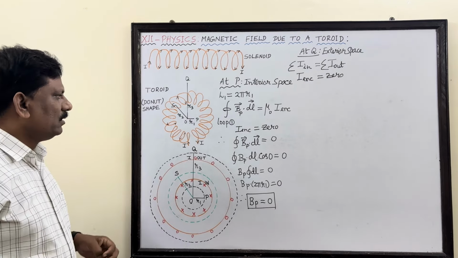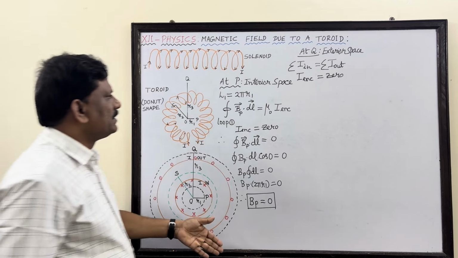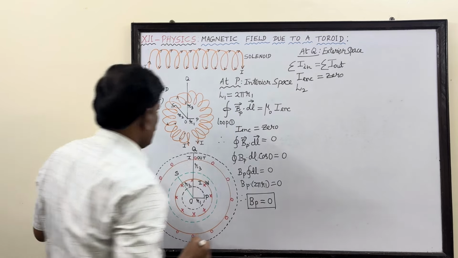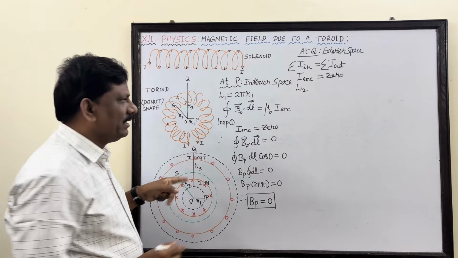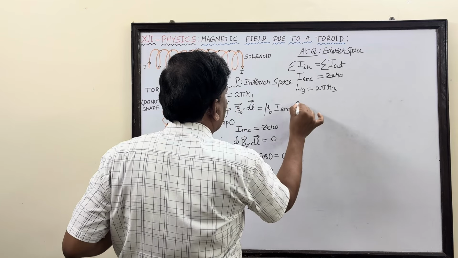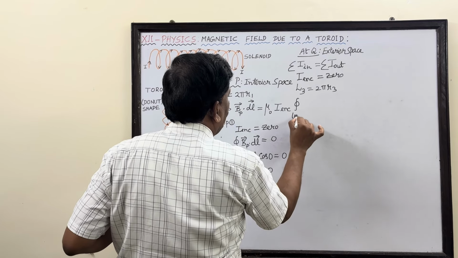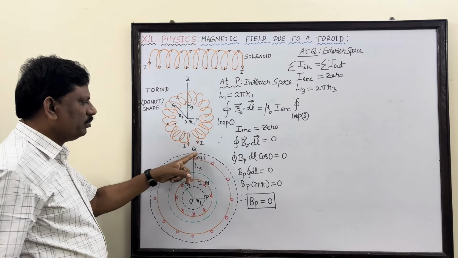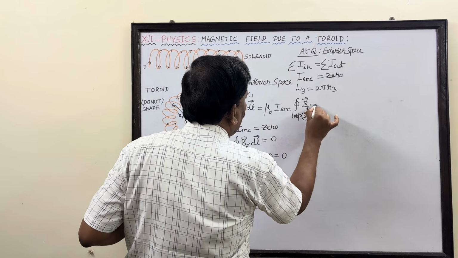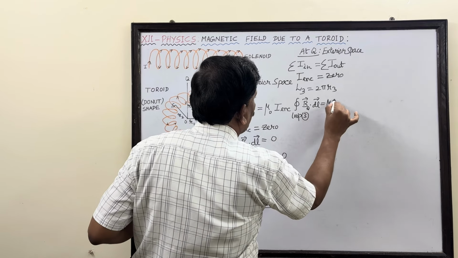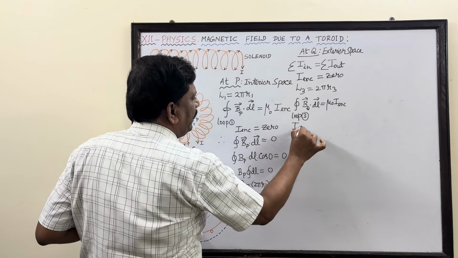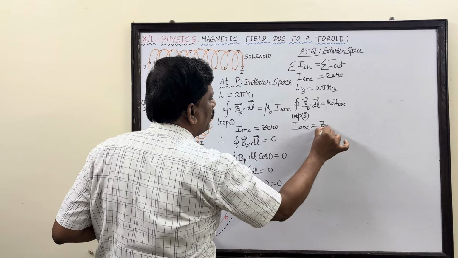Understand that? So if you go by these steps, the Amperean loop length L3 I will take because the radius is R3. So I can take this loop as L3. So this is equal to 2 pi R3, and the closed integral for loop 3, this is loop 3 because I have taken R3, of BQ dot dl is equal to mu 0 into I enclosed. So I enclosed here also is equal to 0.